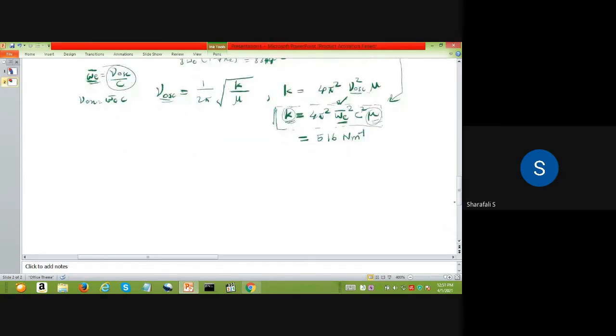Now, if you consider another set of transitions, like the V equal to 1 to V equal to 2 transition, in this case also delta V equals +1. These transitions are very weak. Normally this will not happen. This is normally very weak.